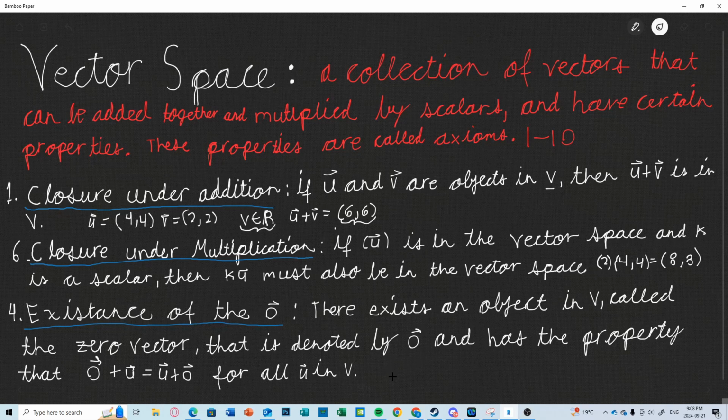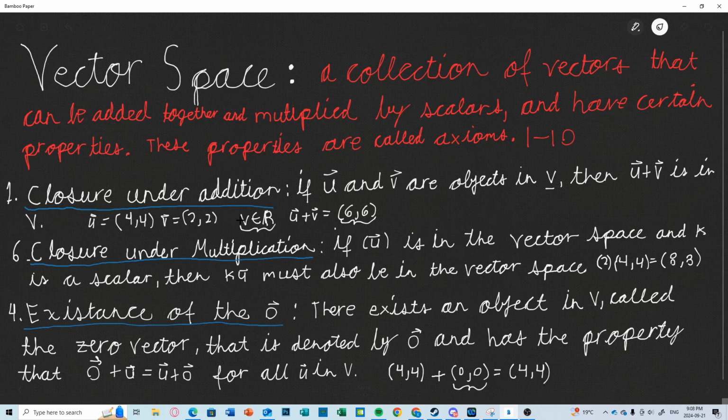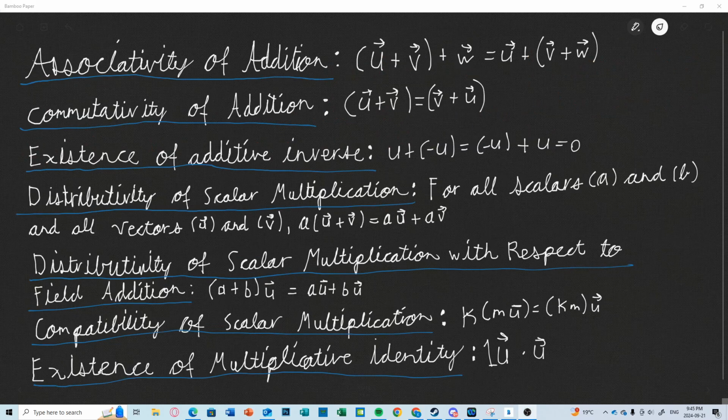So what this one means is if we had our vector of 4 and 4 and we added 0 and 0, then this would be the correct zero vector because it gives us back 4 and 4. So all this means is under whatever condition of our vector space, our zero vector is whatever gives us our original u vector back. Alright, now we have the rest of the axioms.